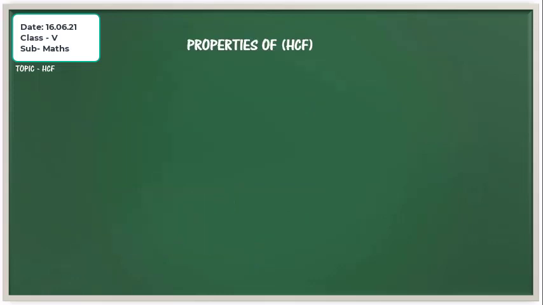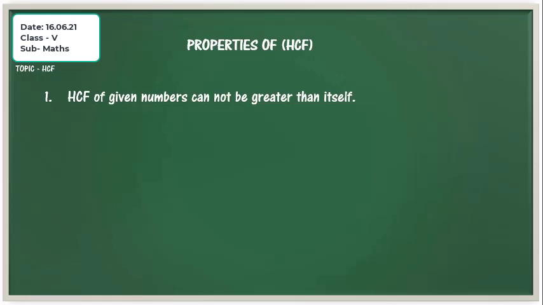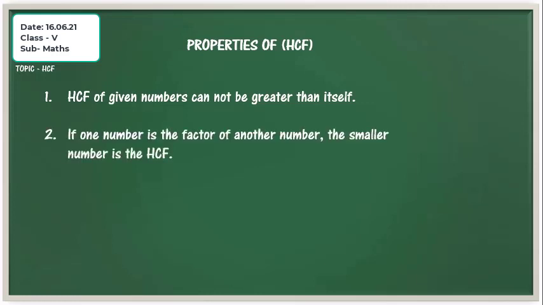Properties of HCF. The first property says that HCF of a given number cannot be greater than itself. It means if we are finding out the HCF of any particular number, it will never be greater than that number. The second property of HCF says that if one number is a factor of another number, the smaller number is the HCF, which means that if we are finding out HCF of any two numbers and one of those numbers is a factor of the other, the smaller number will be the HCF.